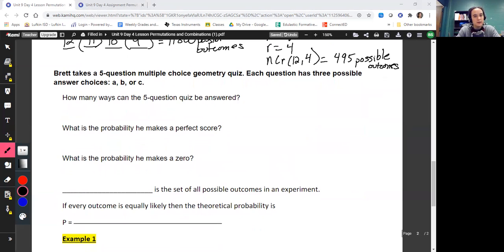Our next one. Brett takes a 5-question multiple choice geometry quiz. Each question has 3 possible answer choices, A, B, or C. So we have a permutation because order matters. So we're going to draw our blanks.